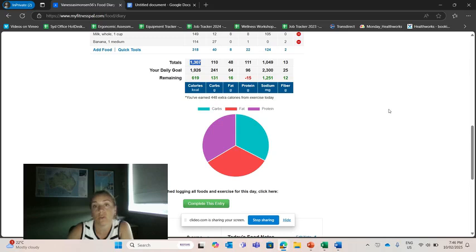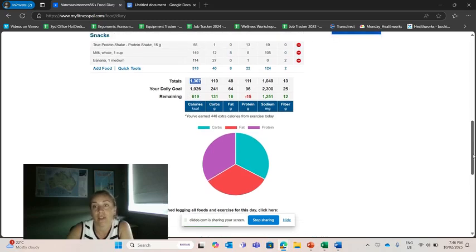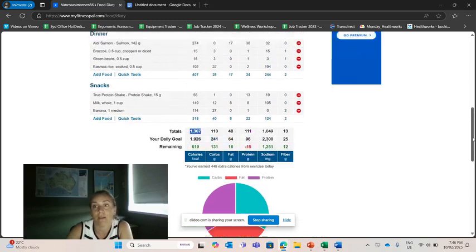And this is a really good tool to have. It's easier to use on your computer. Ignore this. This is my notes on how much I needed to eat when I was marathon running.